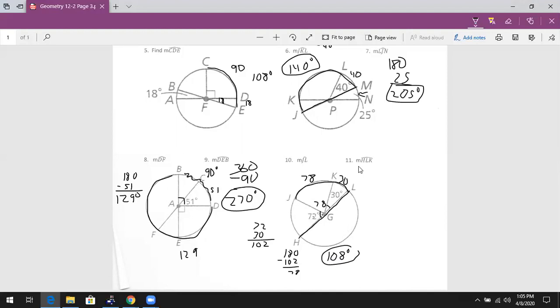Now what's arc HLK? HLK. That's going to be this semicircle and this 30, or 210 degrees.